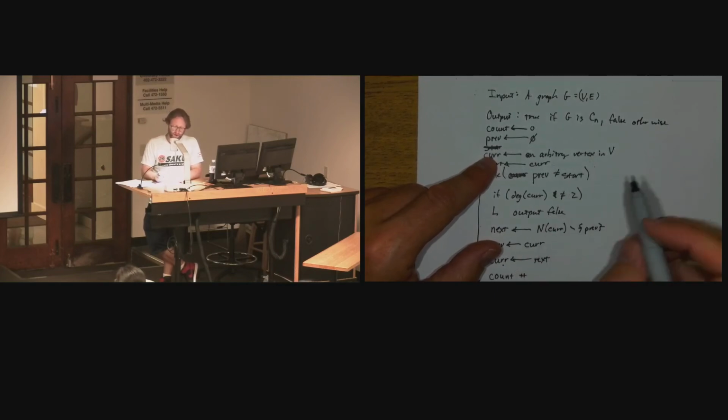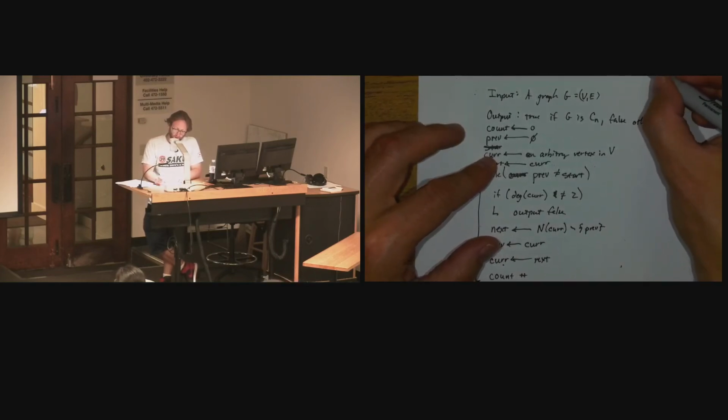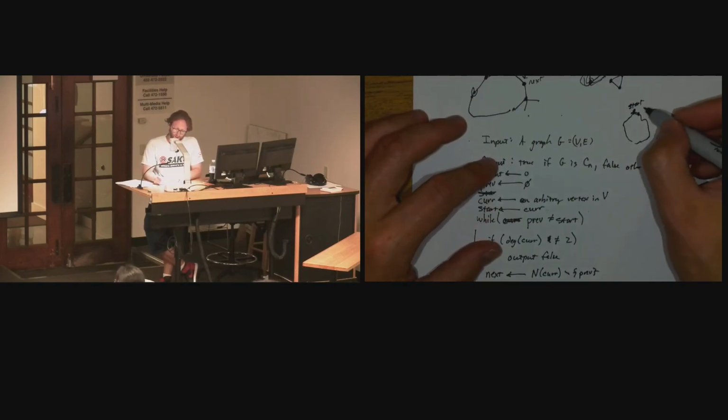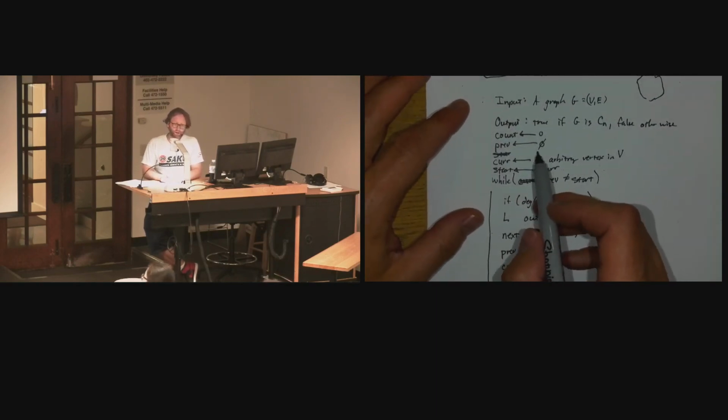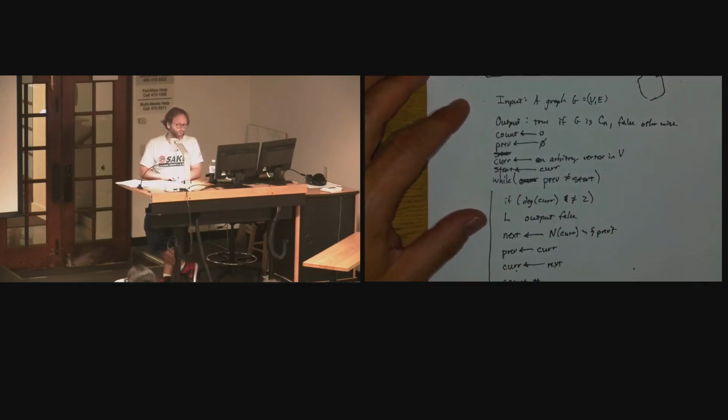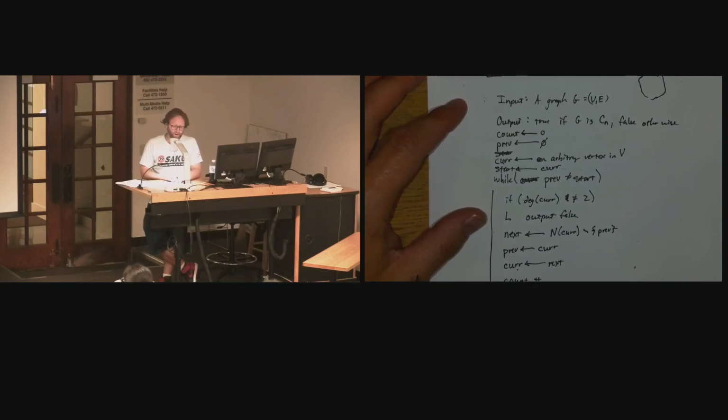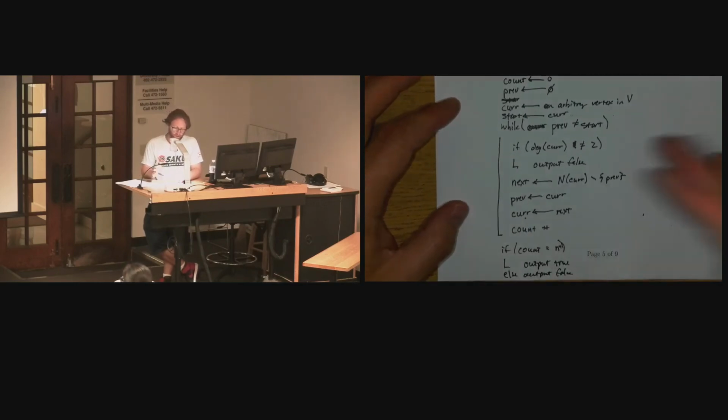While previous is not equal to start. That way this is start. I go around, right? This becomes my previous, and I've gone on to the next vertex. That's when I stop. Right? Initially, previous is nothing, so this will execute at least once. Again, lots of variations here. You just need to come up with one.